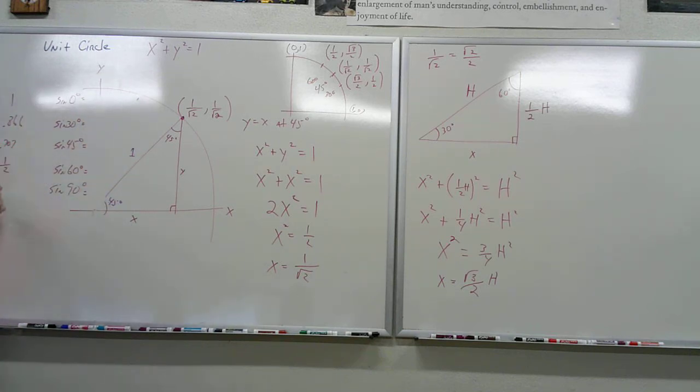And then sine of 90 is 1. Okay, somebody help him out over here. What's the sine of 0? 0. What's the sine of 30? 1/2. What's the sine of 45? Square root of 2. Oh, square root of 2 over 2.